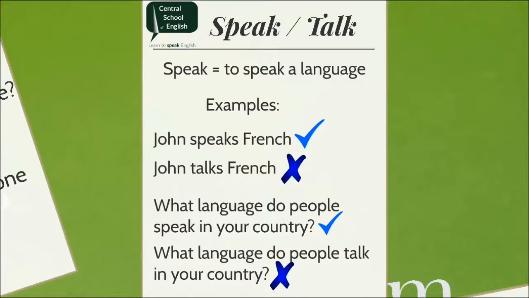Now, let's learn how to use the verbs speak and talk. These verbs are often used incorrectly. This is because the verbs speak and talk have almost the same meaning, and either verb is possible in most situations. The verb speak is used to refer to a person's ability to speak a language.